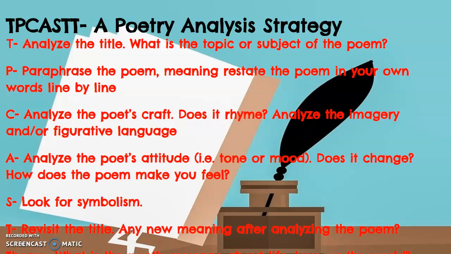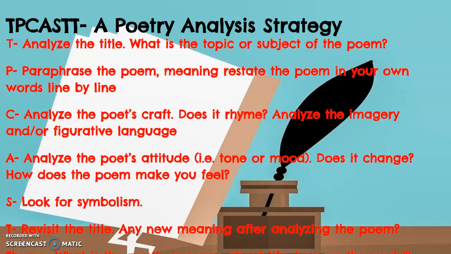The A in TPCASTT refers to the attitude of the poet. So in some poems you read, the poet's going to be very happy and jovial and upbeat, right? And in some poems that you're going to read, that poet is downright depressed and not happy. And then you have a whole bunch of different emotions in between there. So when we're reading poetry, we want to be looking at our poet's attitude or thoughts and feelings about what they're talking about.